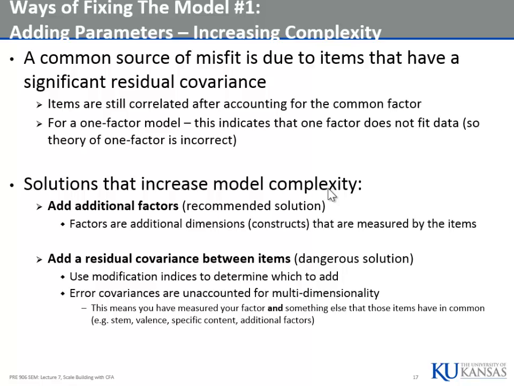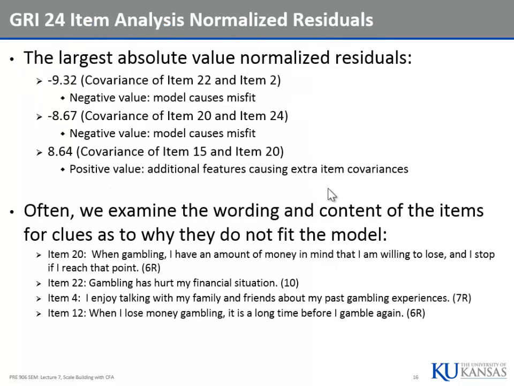But more often than not, when I see, or actually, let me not go into it. For this survey, I can't see a reason for adding it because all these items are measuring gambling, and if I add residual covariances, say between a pair of these items, it's gambling and something else that's there that I don't know what it is. Right?